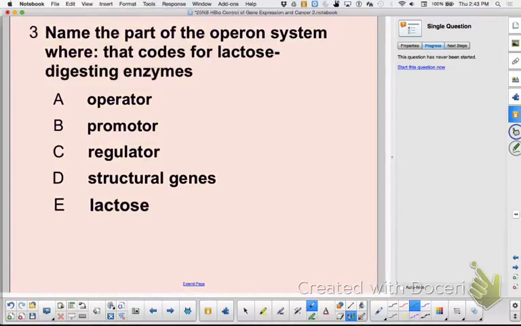Okay, name the part of the operon system that codes for the lactose digesting enzymes. Yep, those structural genes, in this case, they are coding to digest lactose. Some other structural genes might digest glucose, and another one might digest maltose, right? It's just in this example that our structural genes were digesting lactose.